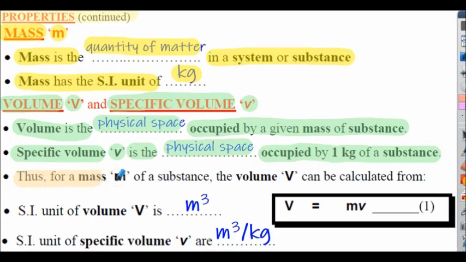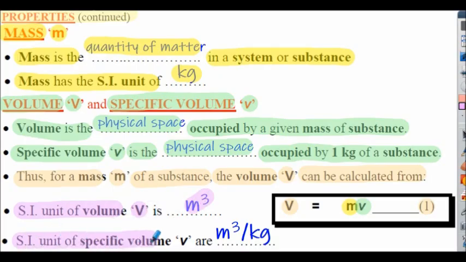Thus, for a mass m of a substance, the volume uppercase V can be calculated from equation 1, where V is equal to the mass m multiplied by the specific volume, lowercase italic v. That's called equation 1 purely for reference. The SI unit of volume, capital V, is the meter cubed, and the SI unit of specific volume, italic lowercase v, is the meter cubed per kilogram. And of course that can be written as meter cubed kilogram to the negative 1.